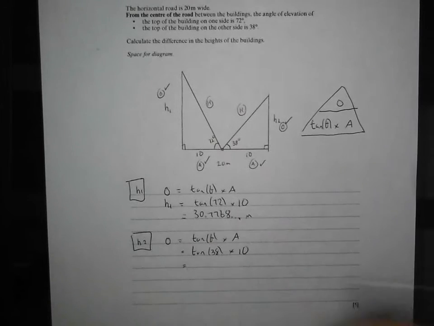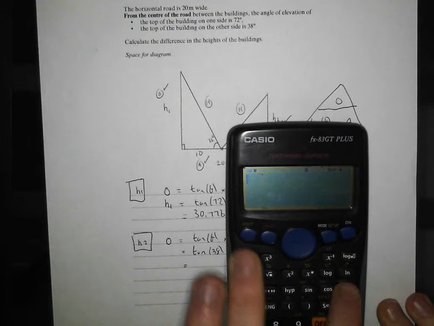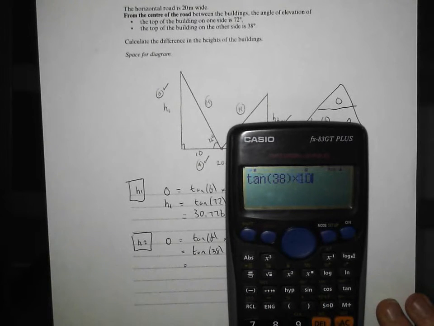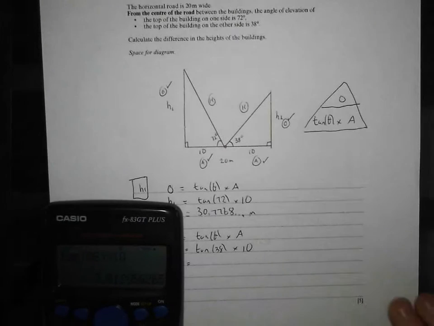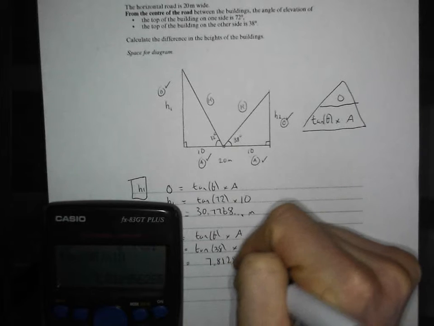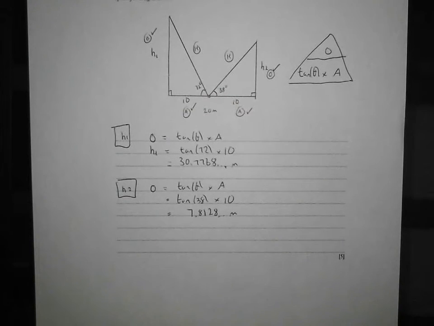Let's bang that into the calc. Tan 38, close the bracket, times 10. Press equals. I'm hoping it's going to come out smaller, and indeed it has: 7.8128 metres. Probably got myself 4 marks now, but what do I need to do to get the final mark?